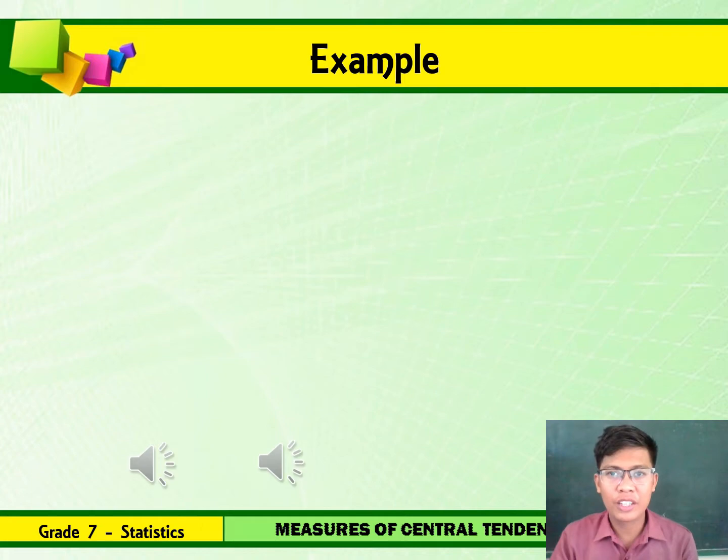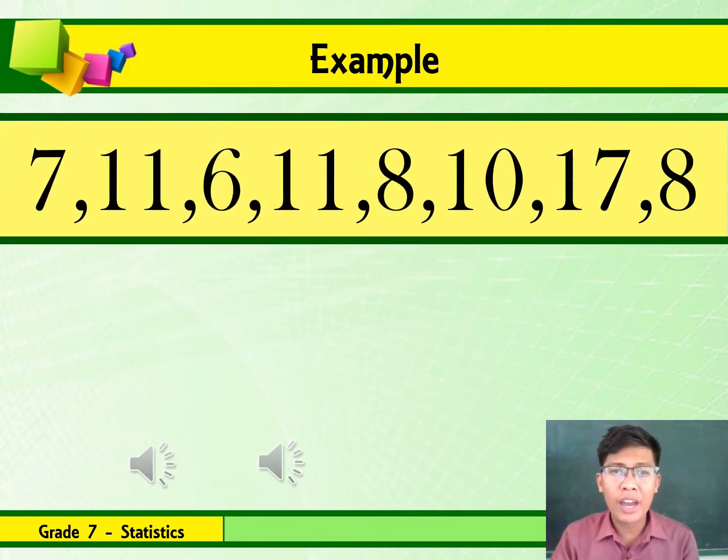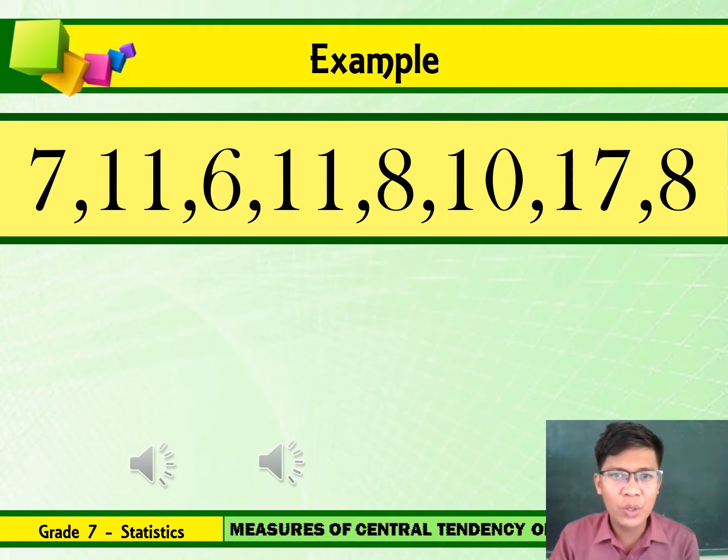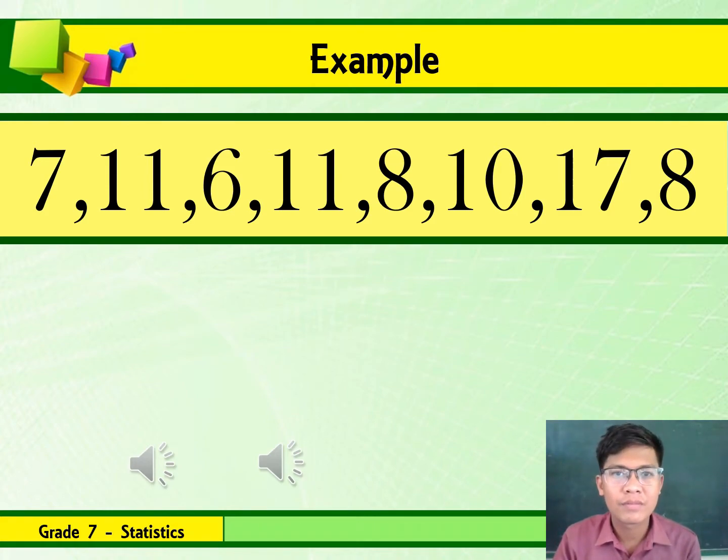Okay, so let's try another example. What if the number of items is even and another stack of 8 coins is being added? So then we will have data like this: 7, 11, 6, 11, 8, 10, 17, and the added 8 stacks of coins. So what are we going to do first? We're going to arrange the data from least to greatest. That's right. Very good. Now, who wants to arrange the data from least to greatest? Yes? 6, 7, 8, 8, 10, 11, 11, 17.